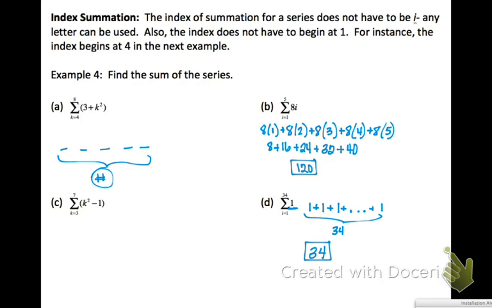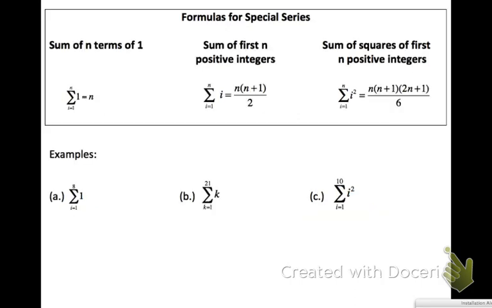Alrighty. The last thing that we have here is these formulas for special series. If you see one of these things, instead of having to actually work them out for every single term, you can use these formulas. So the sum of the first n terms of 1, that was that last example we just did there. And you notice that if we did it 34 times, we were going to get 34. Well, that's the idea here. If I want from 1 up to n, the answer is going to be however many times I was told to add them together. That's what we get.